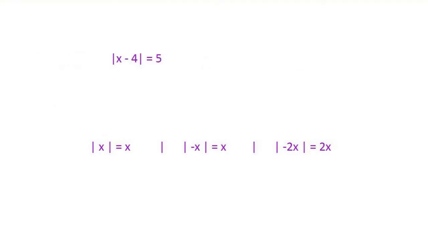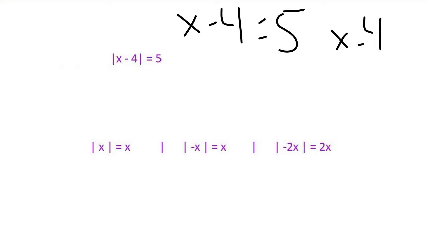Alright, right here we have the absolute value of x minus 4 is equal to 5. So what this can be thought of is the distance from x to 4 has to be 5. So what we can do is write this equation out two ways. We can have x minus 4 is equal to 5, and then x minus 4 is equal to -5. Alright, so now we just solve both of these equations like they're just plain old equations.